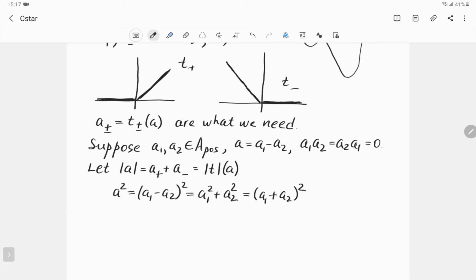But the same result holds for a plus and a minus. So for the same reason, this is (a plus plus a minus) squared. That is the absolute value of a, squared. And now we compare these two elements, this one and this one. They are the same and they are positive. So we take the square root, and we conclude that a1 plus a2 equals the absolute value of a.